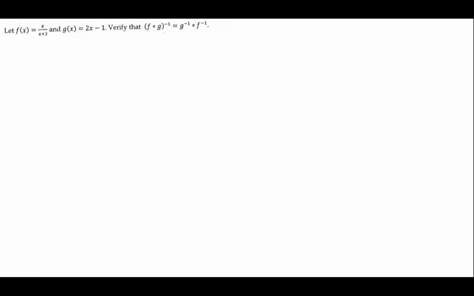Alright, so the question reads: let f of x equal x over x plus 2 and g of x equal 2x minus 1. Now we need to verify that f of g inverse is equal to g inverse of f inverse.